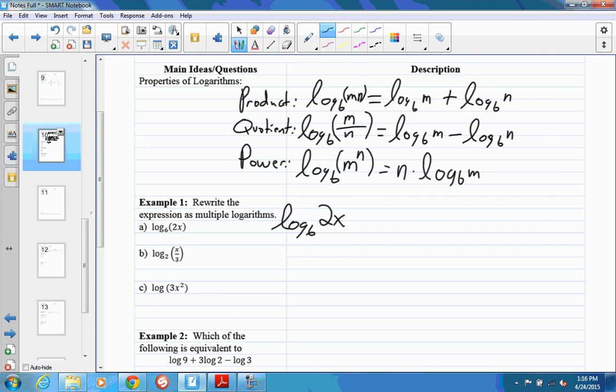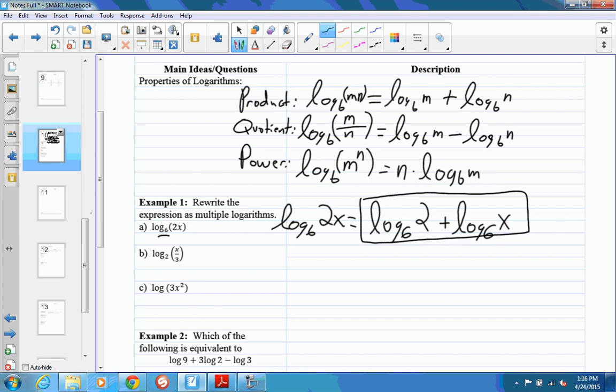Log b of 2 plus log b of x. But what's my b here? It's 6. So this is equal to log base 6 of 2 plus log base 6 of x. And that's literally my answer, guys. It's not going to be as hard as this ever gets. It's going to be slightly more difficult, but not so much. All it's saying is to rewrite it as multiple logs.